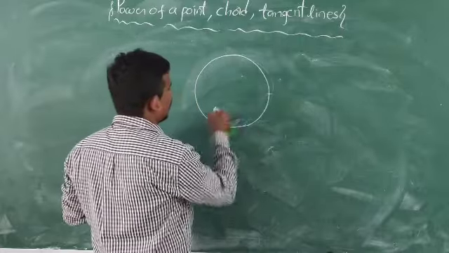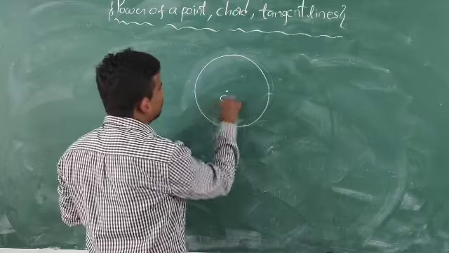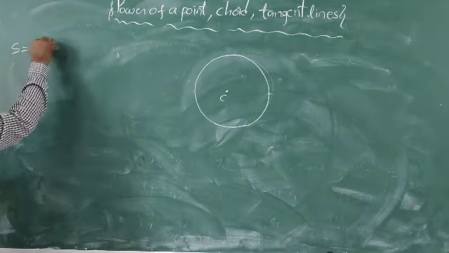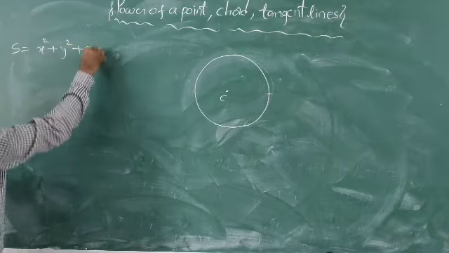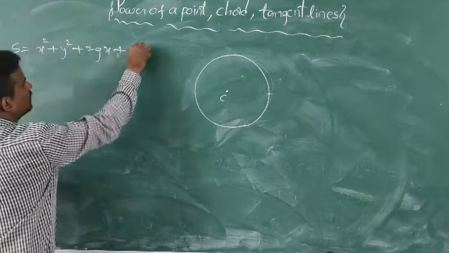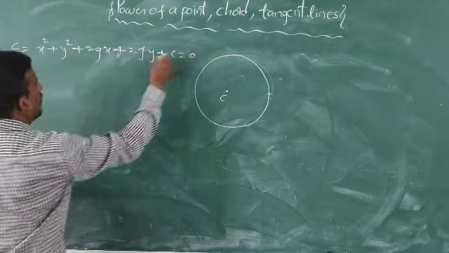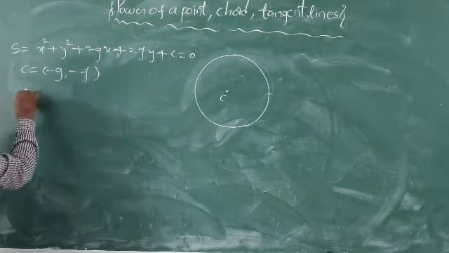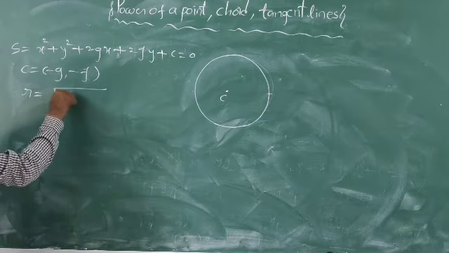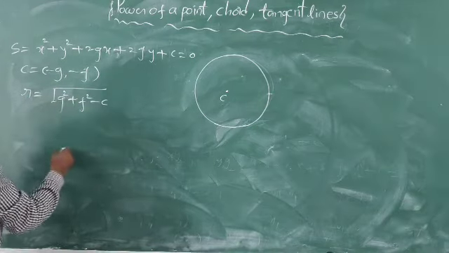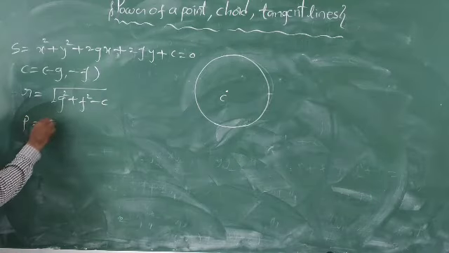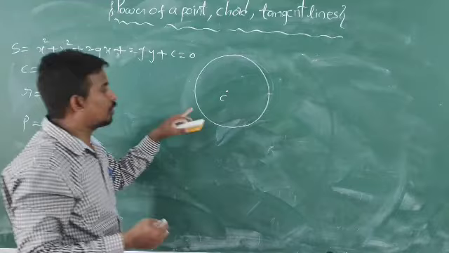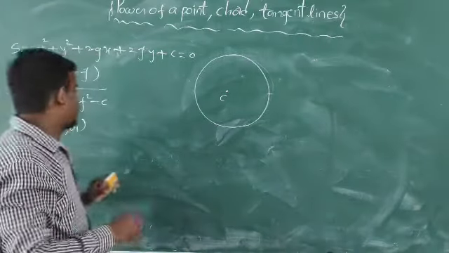Okay, let the center be C. Suppose our circle is in general form x square plus y square plus 2gx plus 2fy plus c equal to 0, and its center is (minus g, minus f), and its radius is square root of g square plus f square minus c, and our point P(x1, y1) is on the plane. On the plane means it may lie outside, on, or inside the circle.